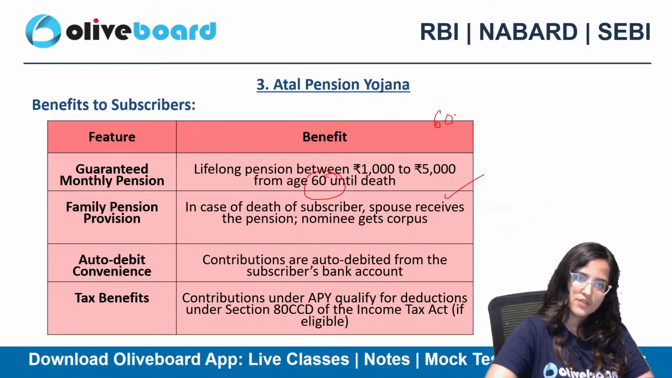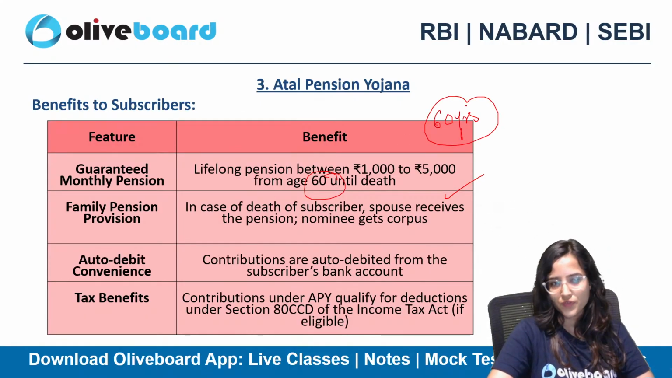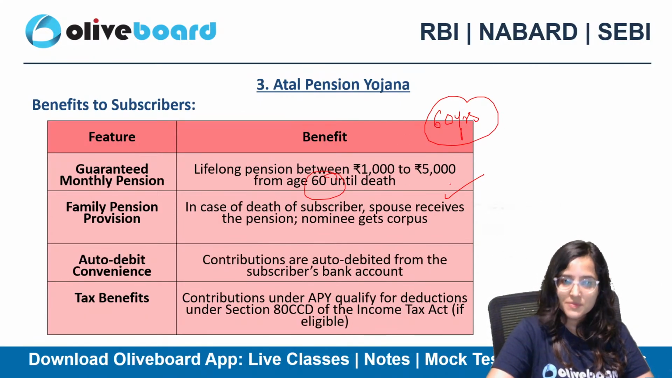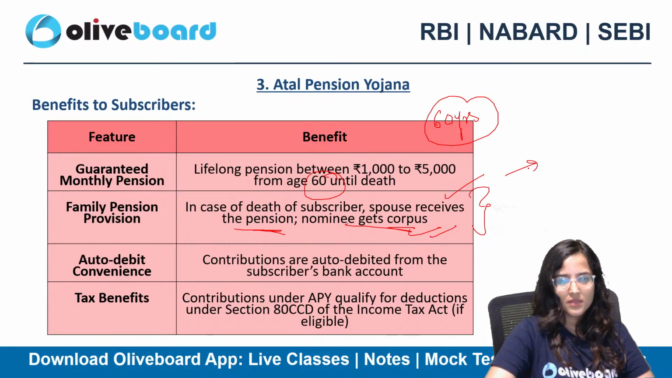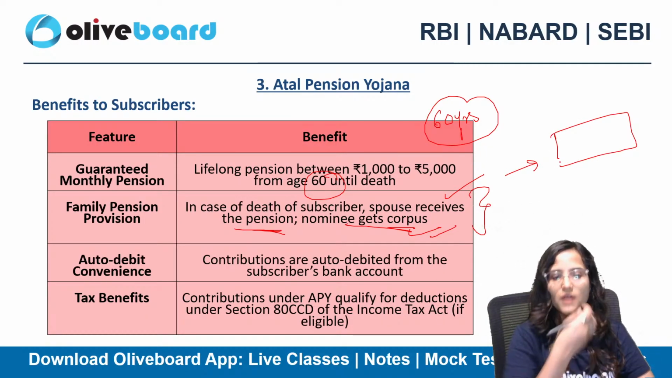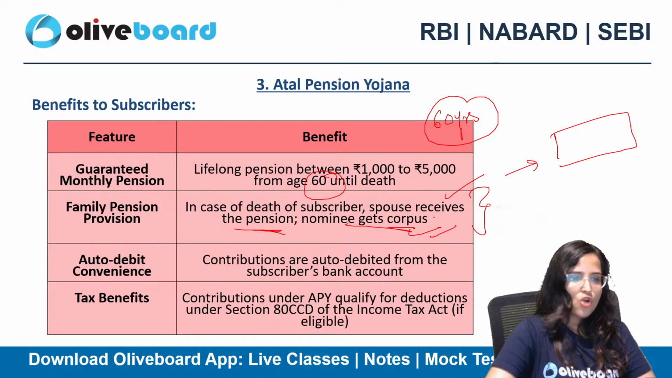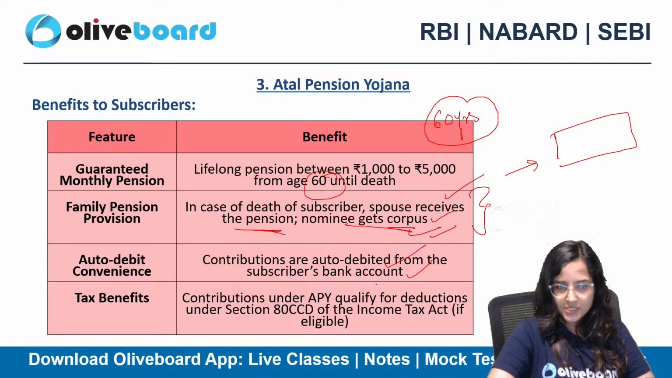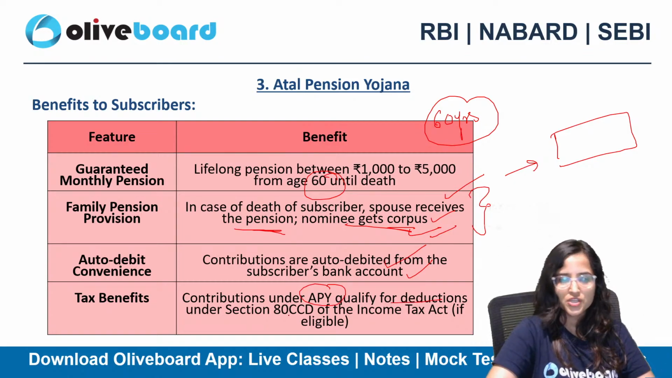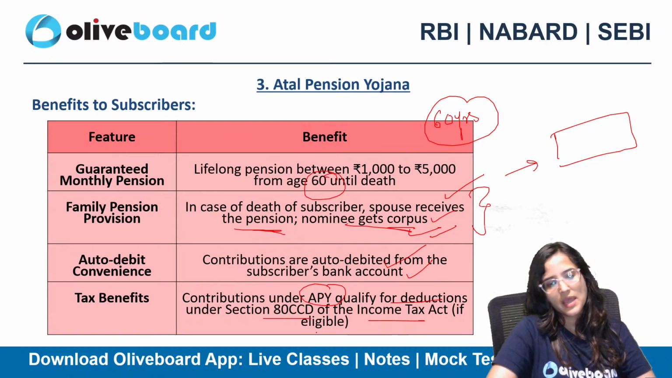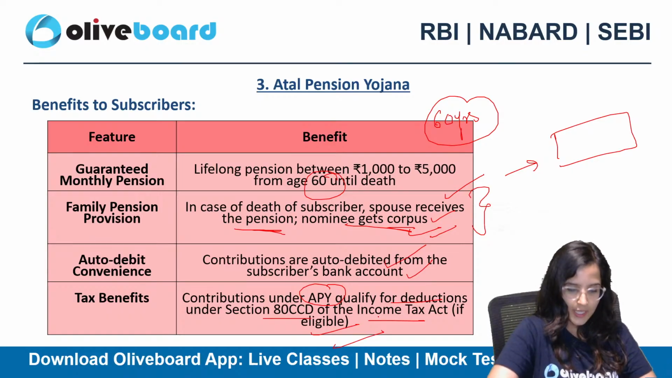So you will start receiving the pension when you reach 60 years of age. And in case of death of the subscriber, the spouse receives the pension, and the nominee gets the corpus. And like you asked, if none of this is there, then the amount goes to the fund. There are auto debit facilities over here, and tax benefits are also there. Contributions under APY qualify for deductions under Section 80CCD of the Income Tax Act if eligible. Okay?